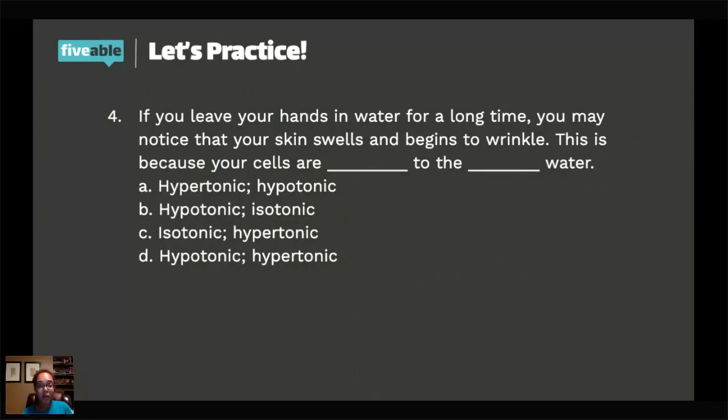So water goes from hypo to hyper. So if water is going from the bucket, or wherever, I'll say a bucket in this case, I'm sorry, it's raining outside. If the water is going from the bucket into your cells, it's going from hypo to hyper. So your cells are the hyper, and the bucket would be the hypo. So the answer in this case would be A.